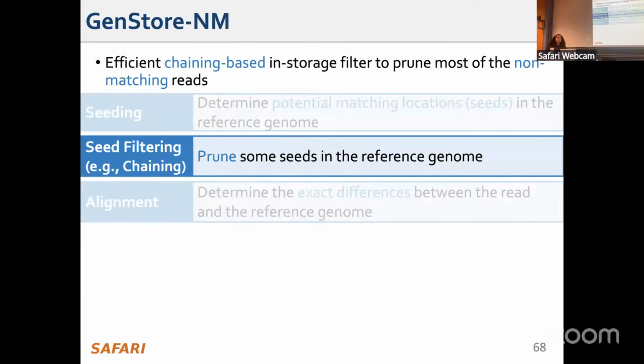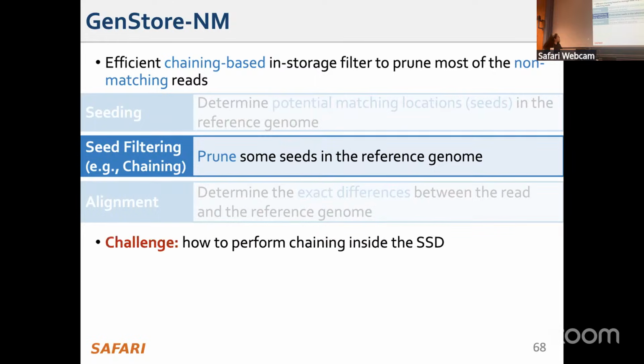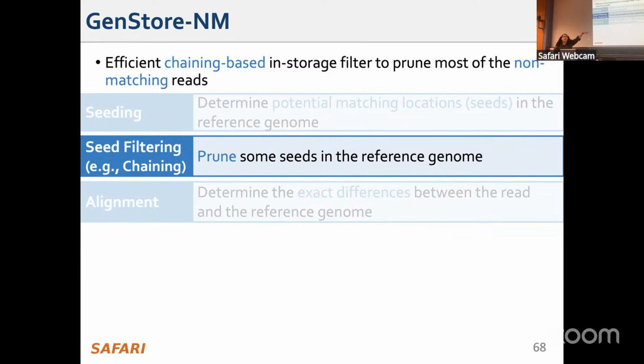Okay, so GenStore NM for filtering non-matching reads. Do you remember the 3-step overview of read mappers that I talked about? Let's look at the second step. We want to see if there are cases where we can get rid of all the seeds in a read, and then we can skip the third step anyway. We don't need to go through expensive alignment operations.